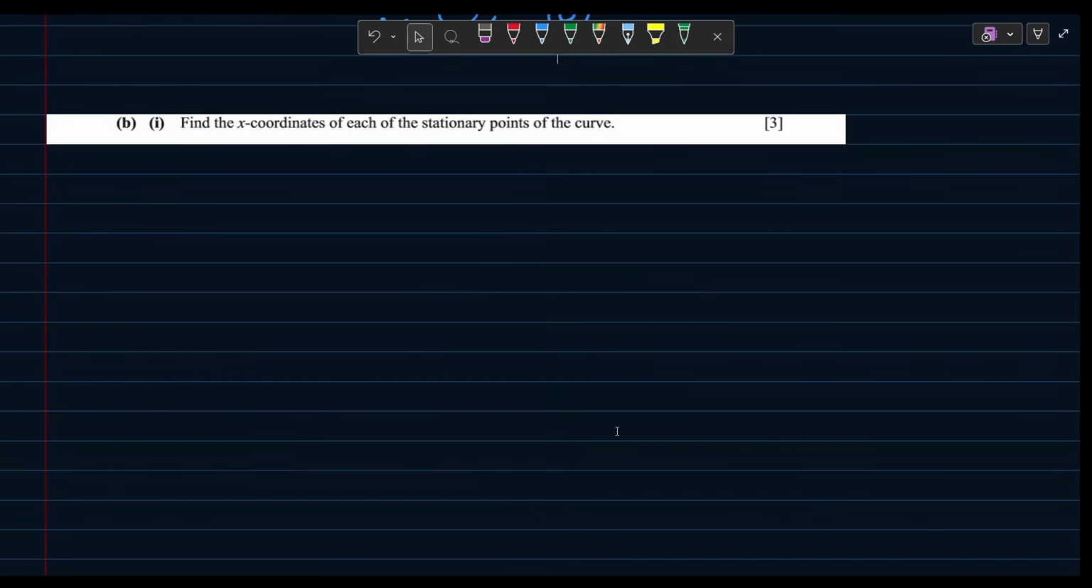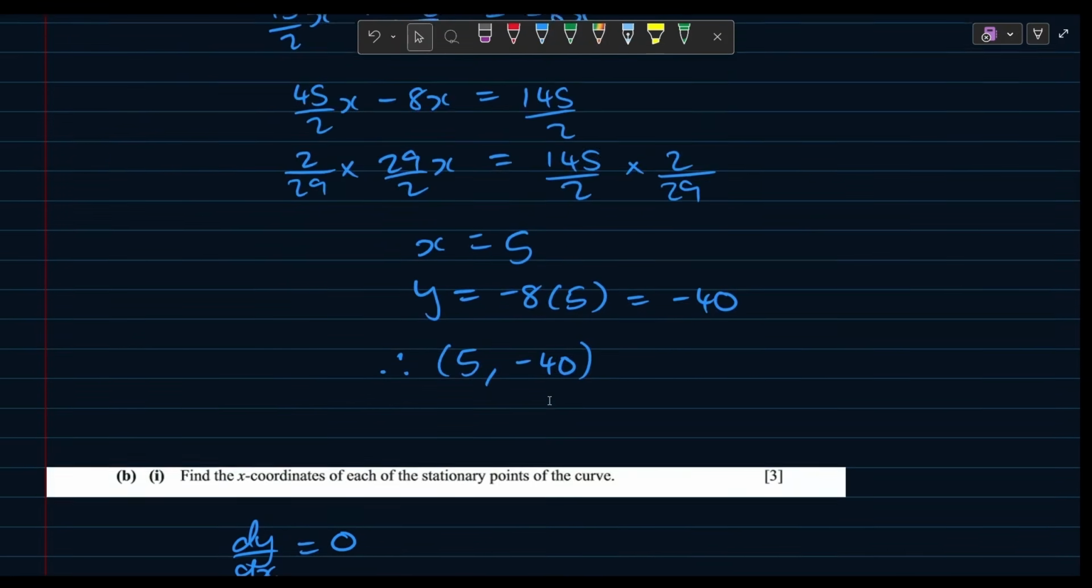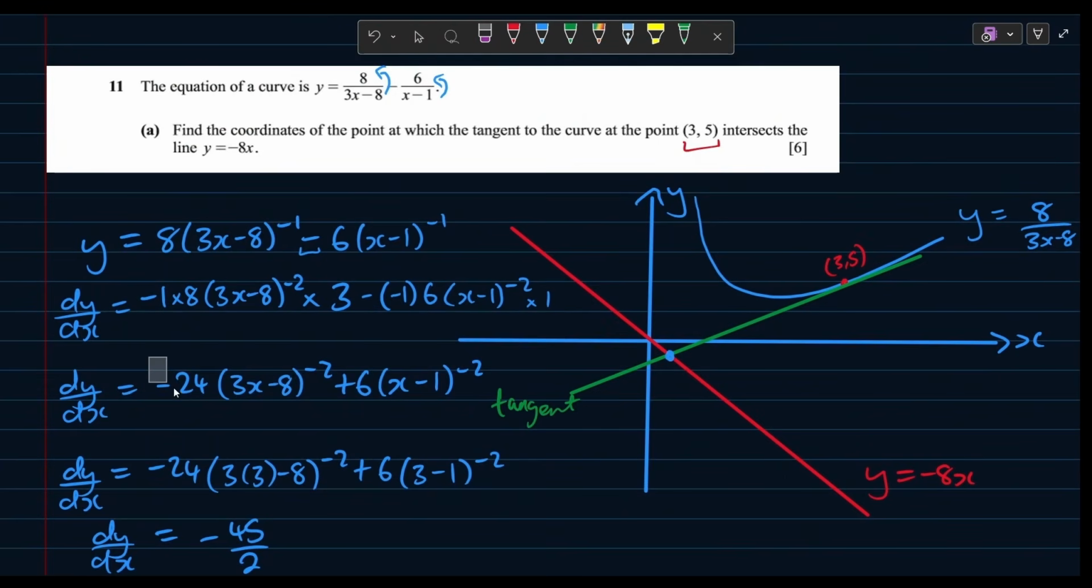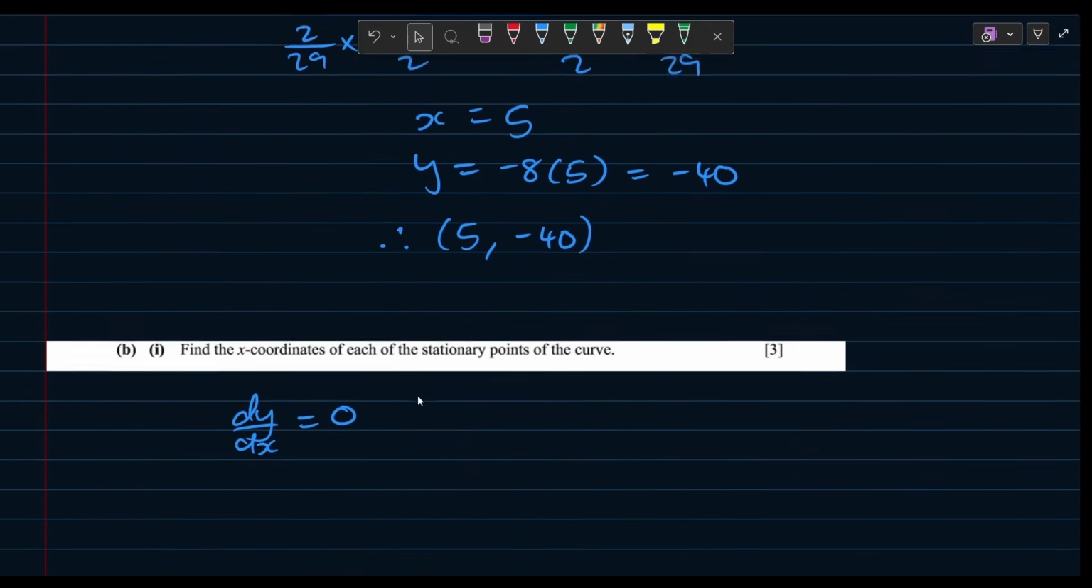B part 1. Find the x-coordinates of each of the stationary points of the curve. So stationary point, first thing you should think of is dy dx is 0. And we already evaluated dy dx in part A. Our dy dx is this expression over here. So let's copy that down.